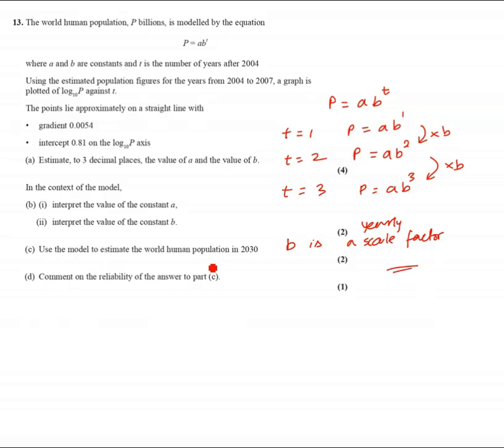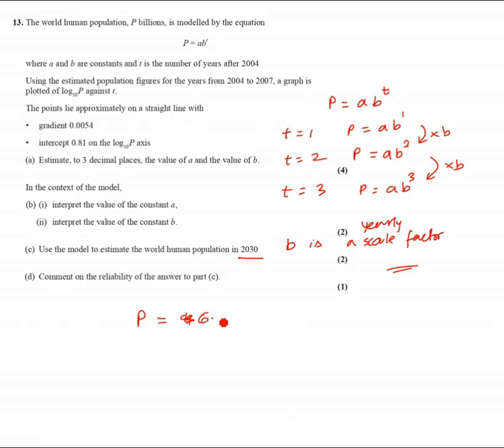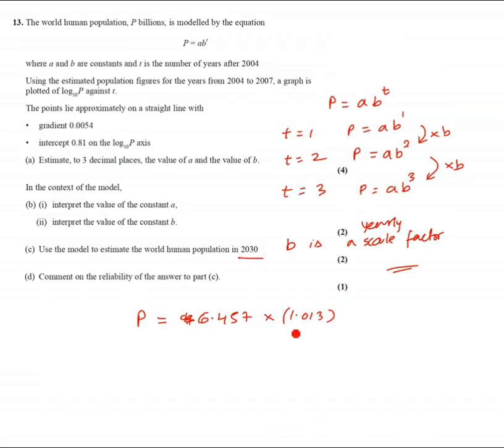Okay, now use the model to estimate the world human population in 2030. So now the model is p equals a, which we calculated as 6.457, times b, which is 1.013, to the power t. So t now is from 2004 to 2030, which is 26 years. So we just put t equals 26 here. So 6.457 times 1.013 to the power 26 gave me 9.034 billion, because p is in billions. So roughly 9 billion, approximately.